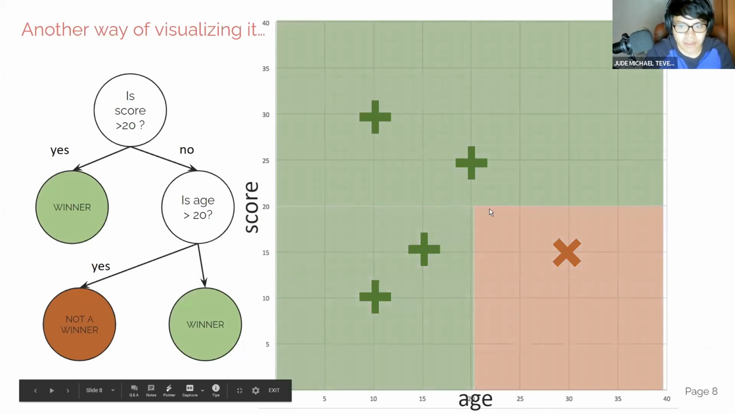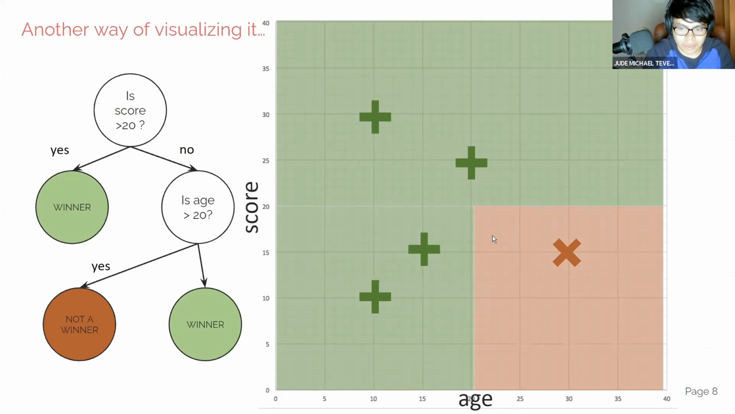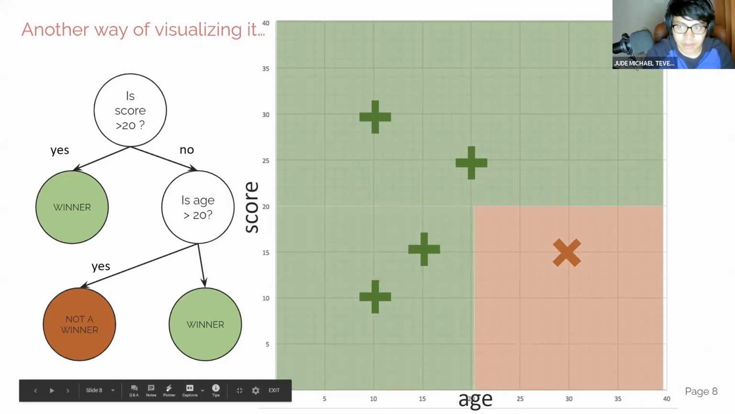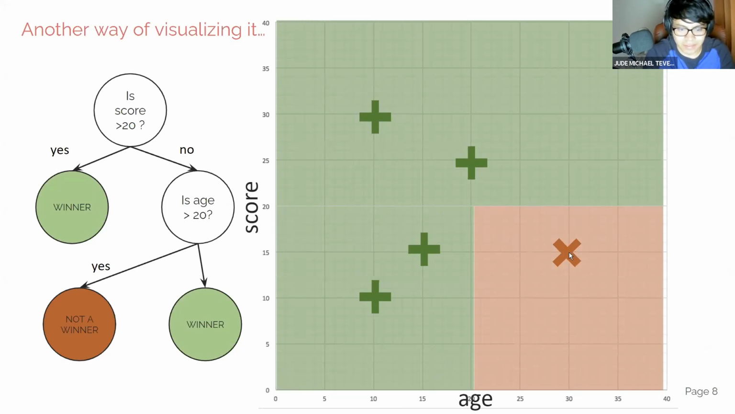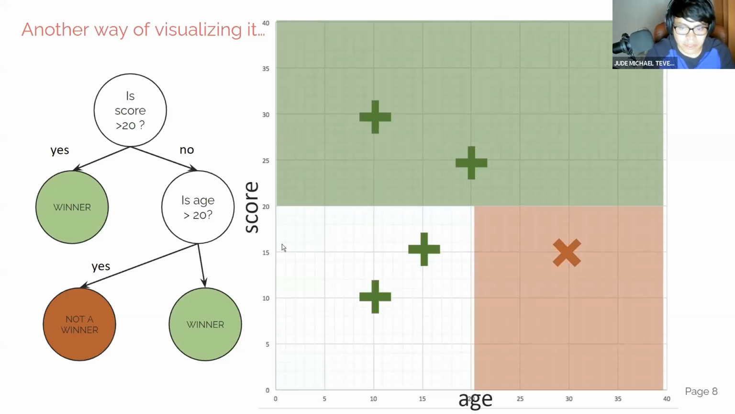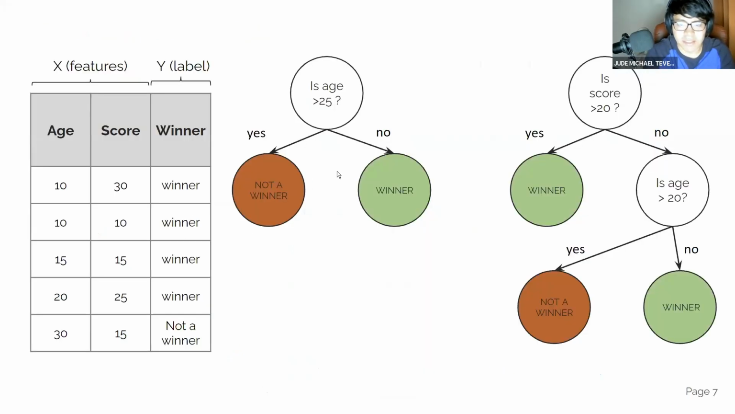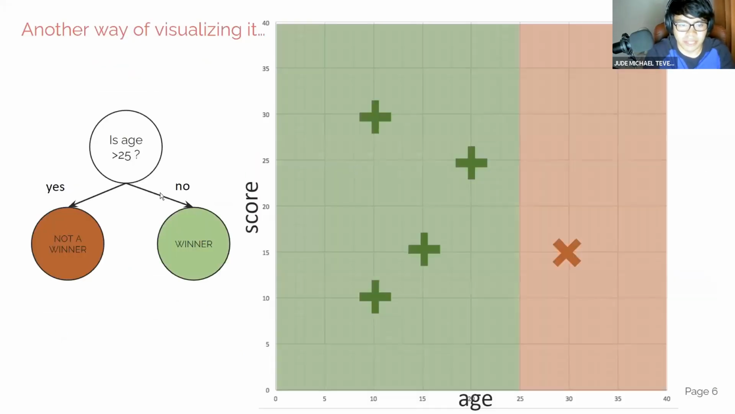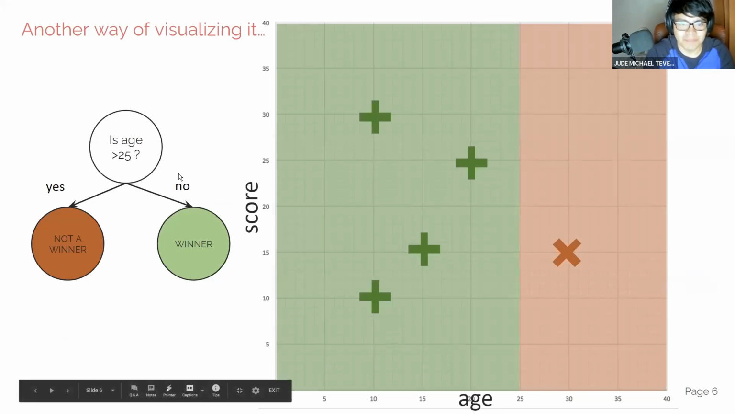Using this tree, we'll know that this particular point here, this x, is not a winner class, and the other ones are winners, right? But if we use the left tree, we'll end up with the same thing, but with fewer questions. We just have one question, and we end up with the same thing.